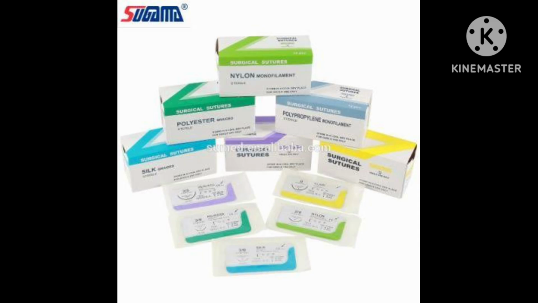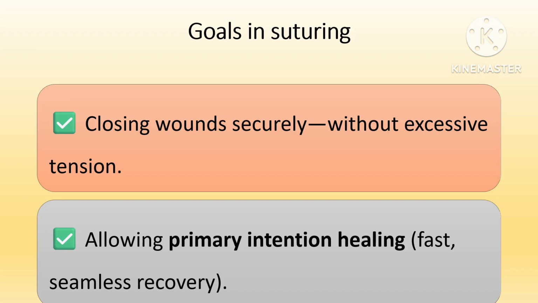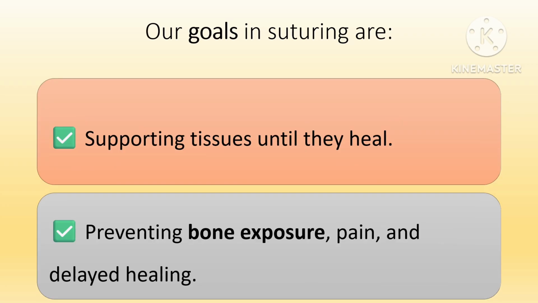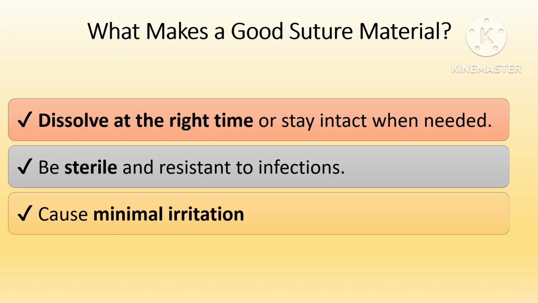The goals of effective suturing are to secure closed wounds, minimize infection by eliminating dead space, promote faster healing through primary intention, maintain hemostasis, support tissue alignment, reduce pain, and prevent bone exposure. A good suture material balances strength, flexibility, and biocompatibility. It must hold tissue firmly, dissolve or remain as needed, resist infection, and minimize irritation or any allergic reaction.